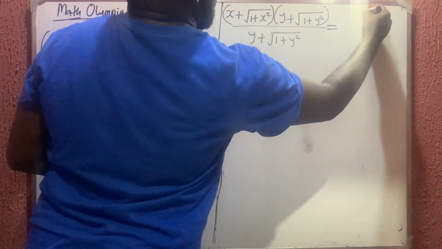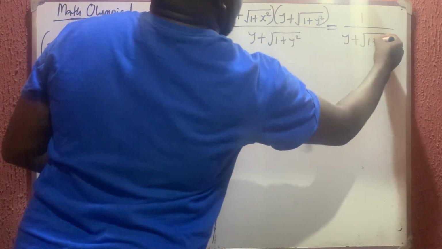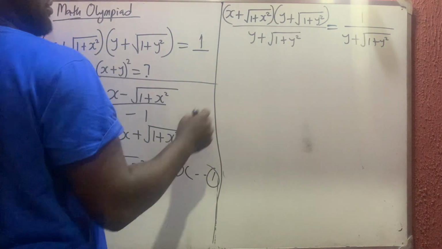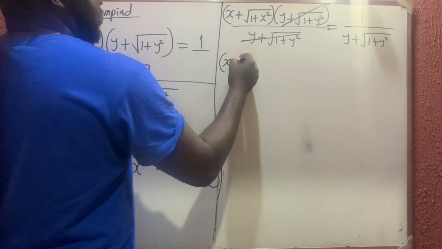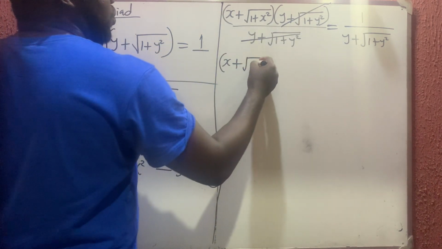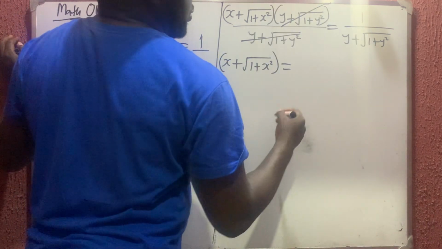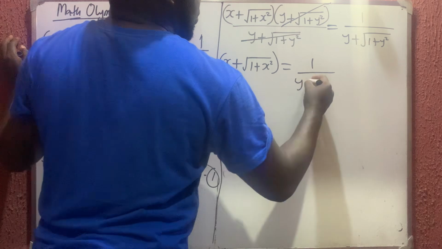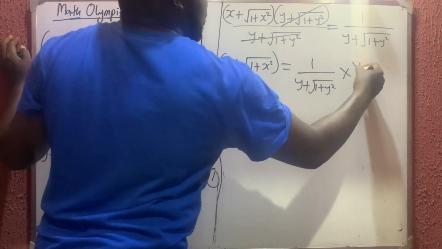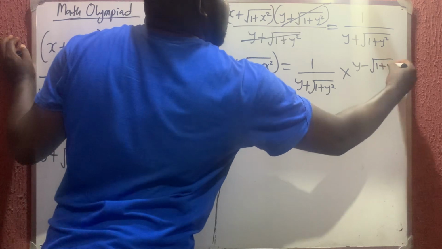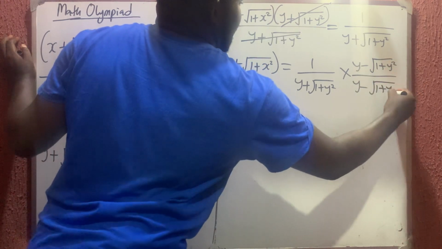So is equal to what? 1 over the same 1 plus the square root of 1 plus y squared. Okay. So now, this one is now taking care of this. So I'm left with x plus the square root of 1 plus x squared is equal to, now we're going to do rationalization here again. 1 over y plus the square root of 1 plus y squared times y minus the square root of 1 plus y squared all over y minus the square root of 1 plus y squared.